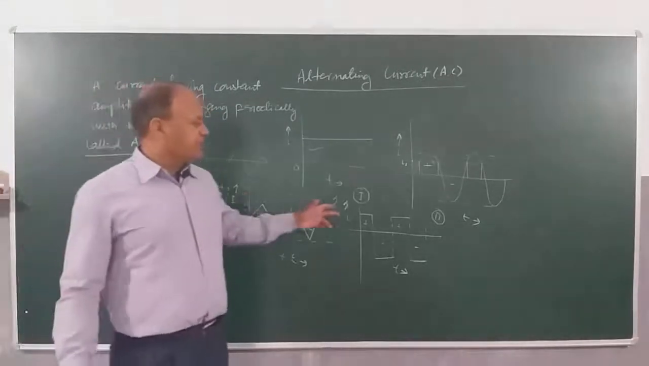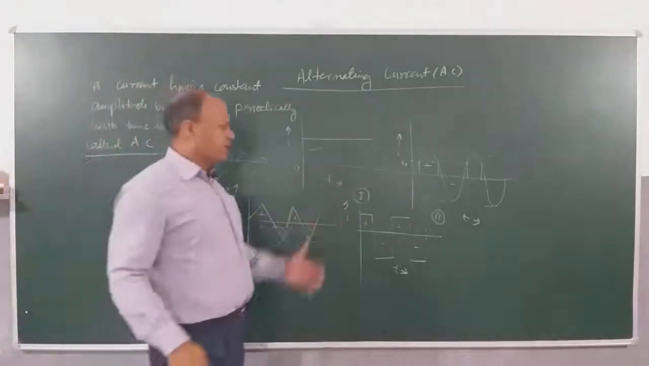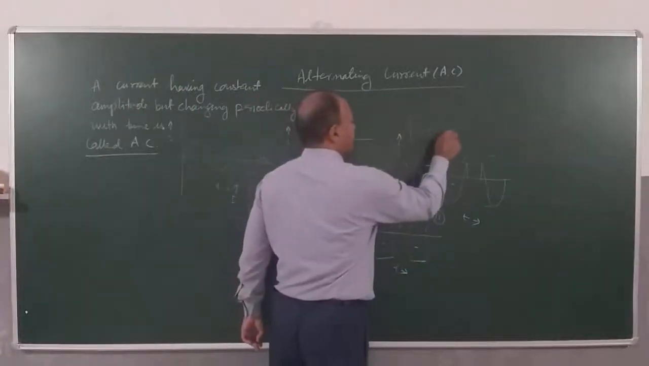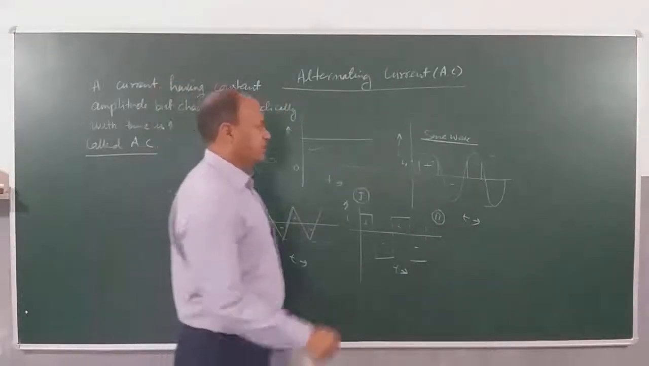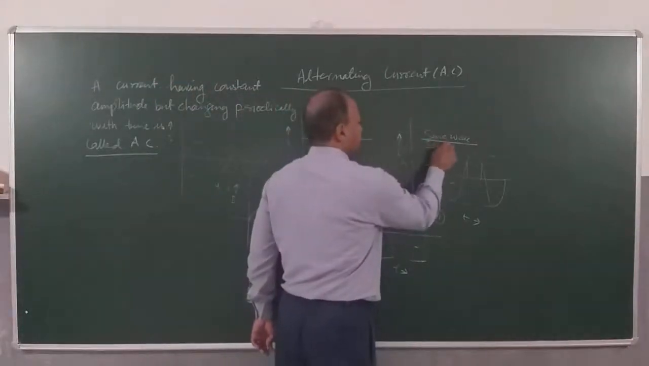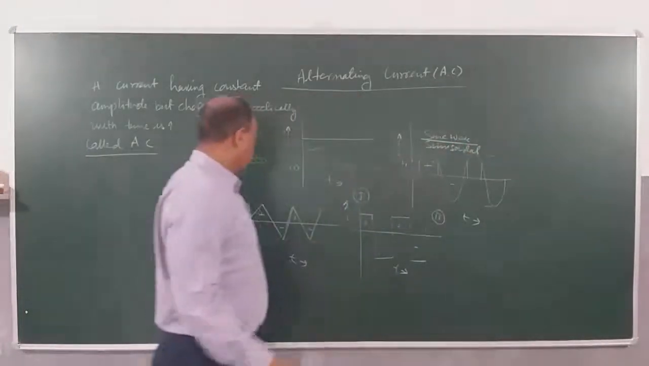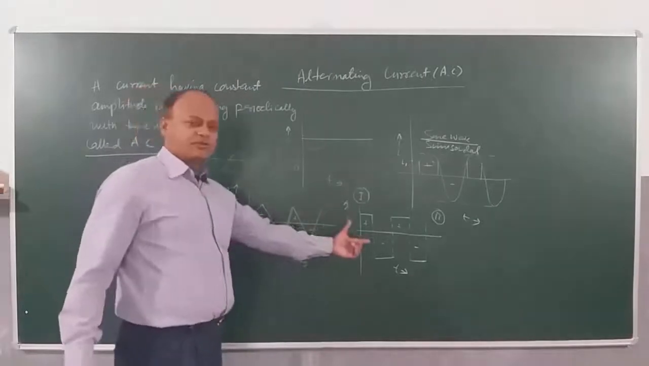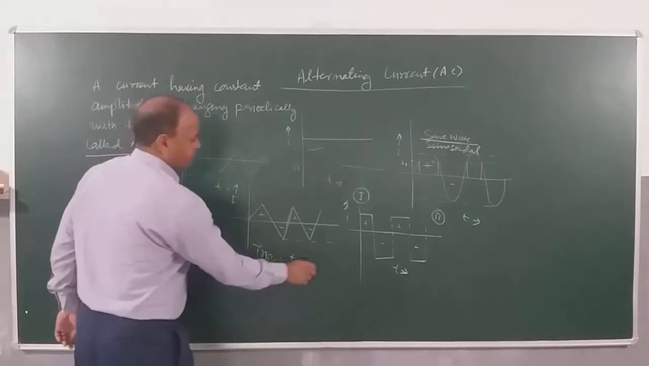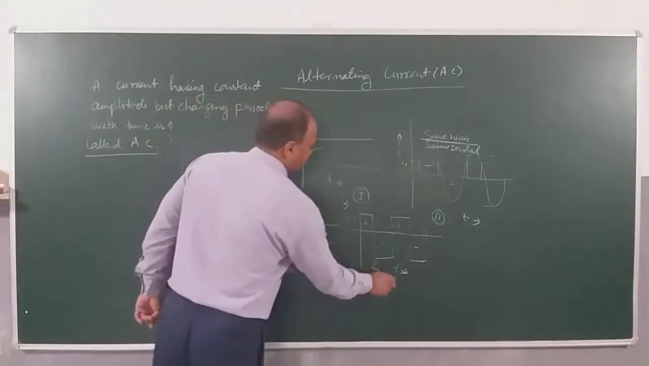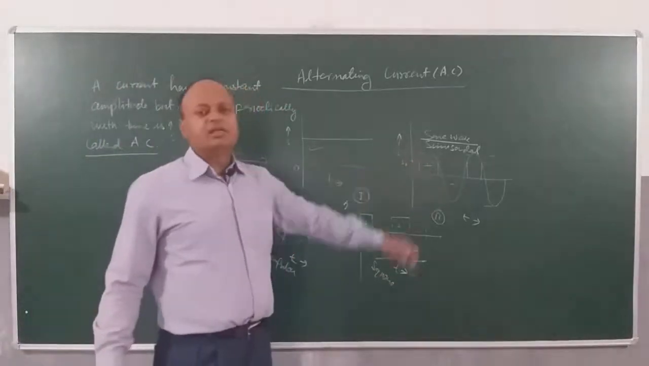But an alternating current in any of these three forms or any other form, it could be a cosine wave also. This is a sine wave, also called sinusoidal. Sinusoidal means sine curve or sine wave. This is a triangular form and this is a square wave. So you can have any of these forms, right? But generally in this chapter we are going to discuss this kind of current, that is sine wave.